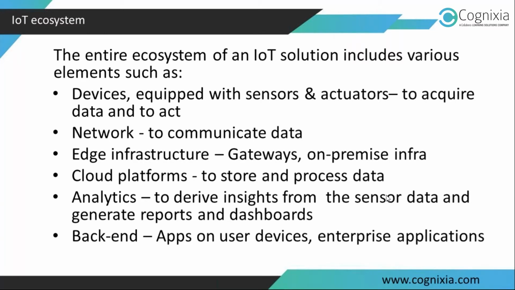I'll talk more about this afterwards. And edge infrastructure also includes on-premises infrastructure. So let's say an organization may have an IT infrastructure on premise. For example, a retail store may have an IT solution running on premise, right?